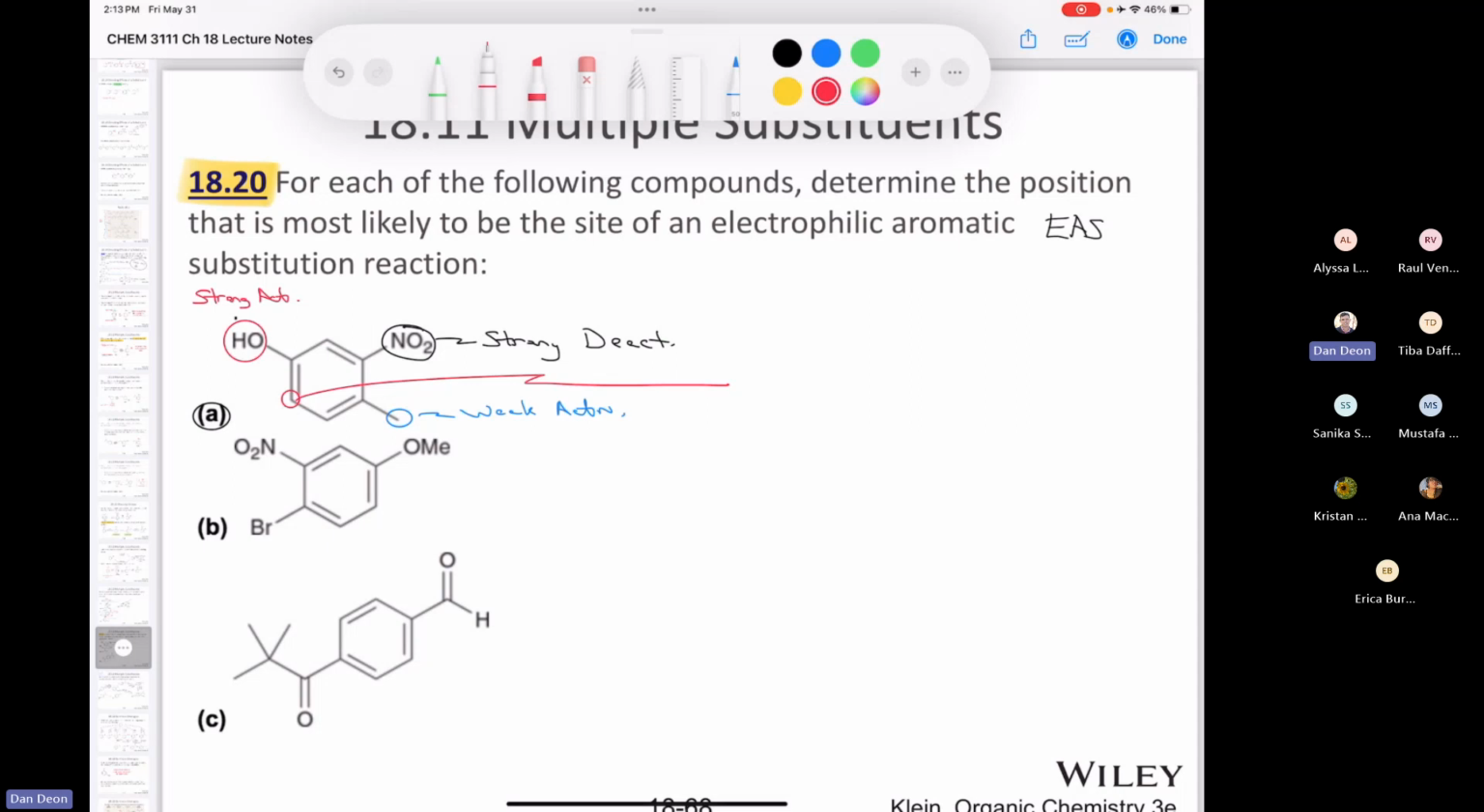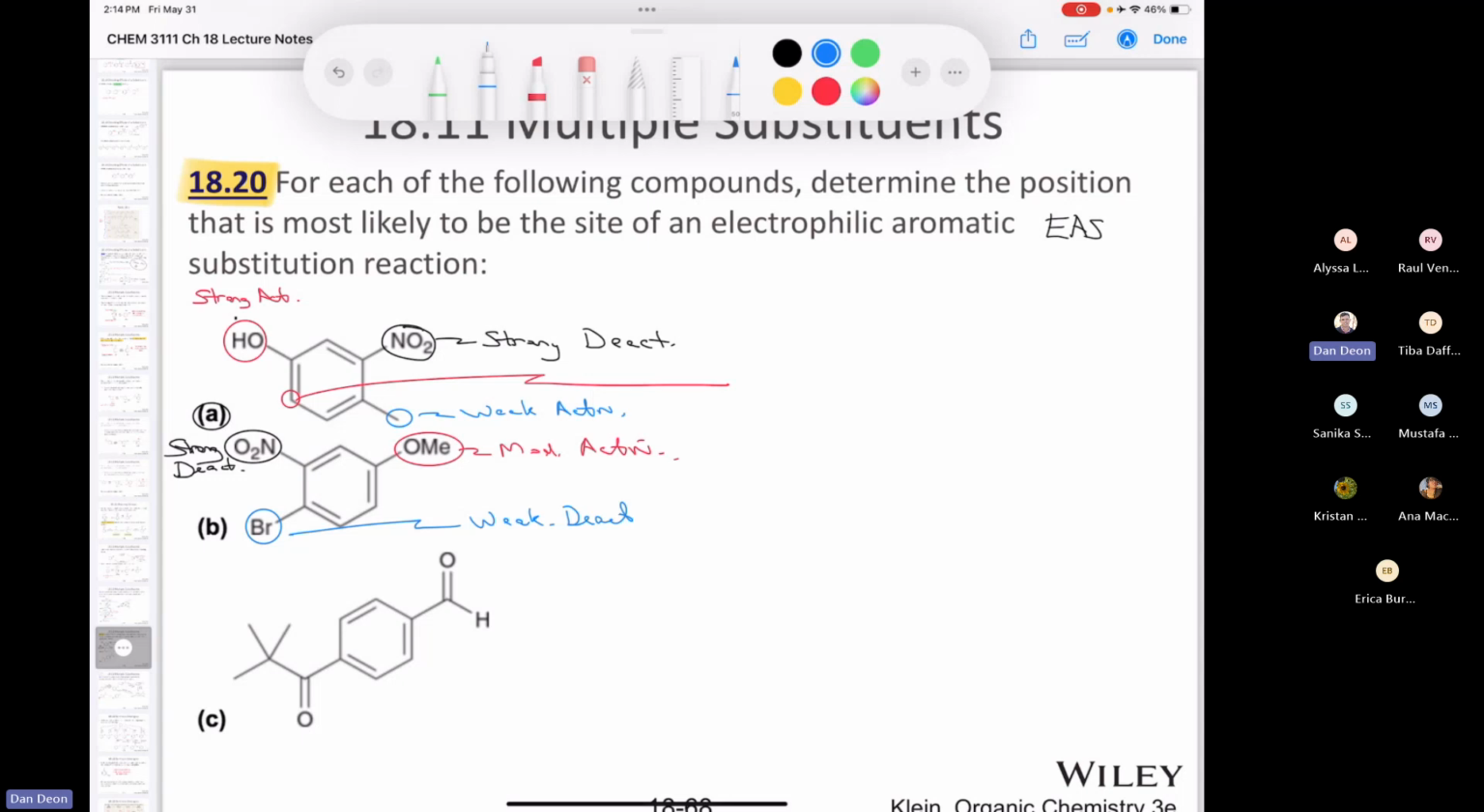We'll go a little faster this time. We've got a nitro group. A nitro group is a strong deactivator. The methoxy group, if you remember, is a moderate activator, so I'll just circle that in red. We'll put here moderate activator. And then the bromine is a halogen, so it is a deactivator. However, it's a weak deactivator. So we'll put here weak deactivator. Like that. So the strongest one is going to be the methoxy.